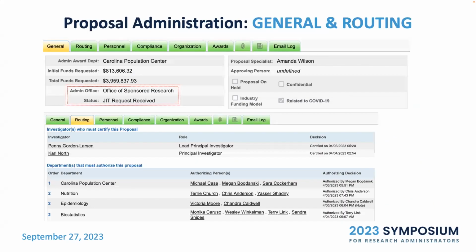Beneath the header, you'll find several tabs. The General tab will outline who is the current owner of the proposal, along with the proposal status and initial and total requested funds. The Routing tab will note which individuals and departments are to review and authorize the proposal before submission. PIs must certify, that includes lead PIs and any multiple PIs, and any administering, appointing, or cost-sharing departments will need to authorize the proposal prior to submission. It's important to note here that the admin department must approve the proposal before it's even sent to SPO or OSP for them to review.